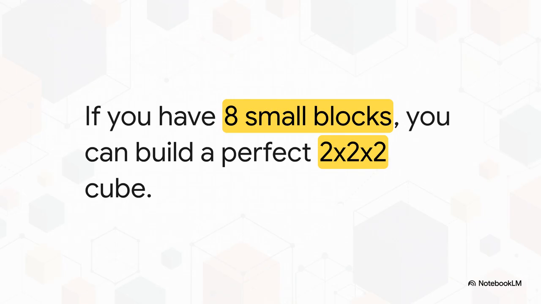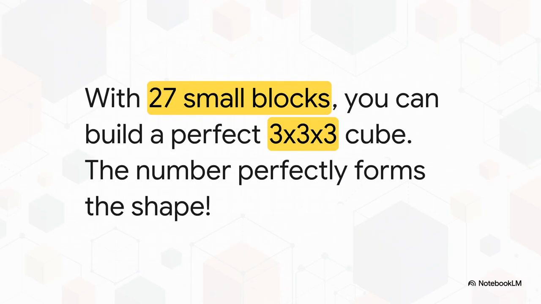Now try doing that with 7 blocks or 9 blocks. You can't. It just won't work. Only 8 makes that perfect shape. And the exact same idea works for 27. If you have 27 blocks, you can build a perfect 3 by 3 by 3 cube. It's amazing, right? In a very real way, the number is the shape.